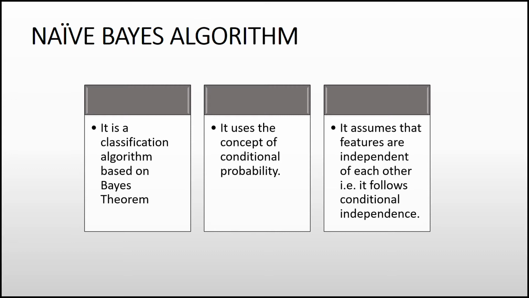For example, let us consider event A as the customer has already bought an alarm system. Event B is that he would buy a car seat cover when he has bought an alarm system. So the conditional probability is nothing but P of B given A. This is the concept of conditional probability. And the Naive Bayes algorithm assumes that the features are independent of each other, that is, the features follow conditional independence between them. Okay, this is the basics of the Naive Bayes algorithm.